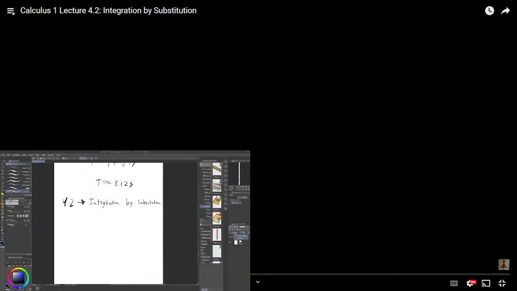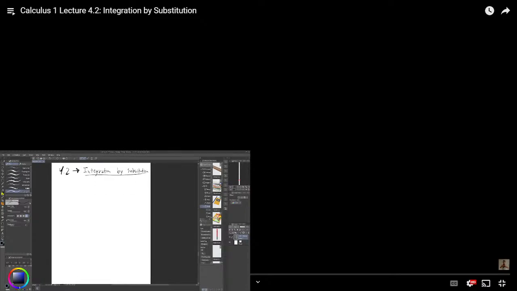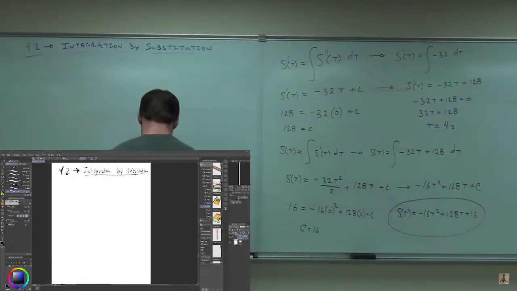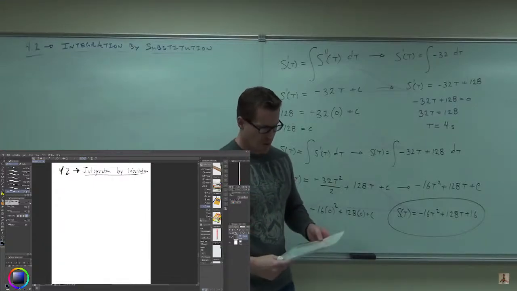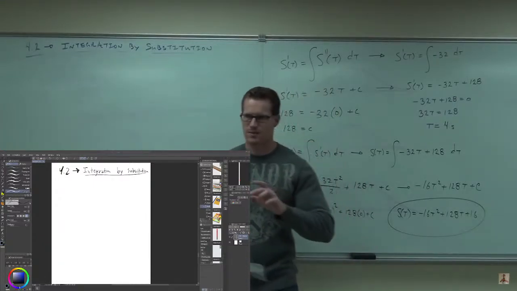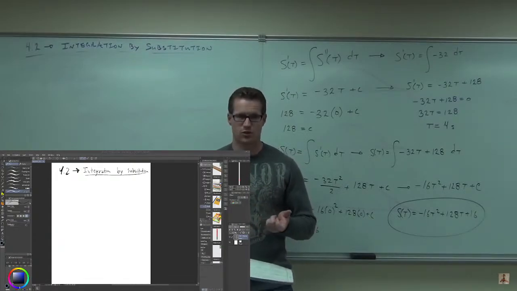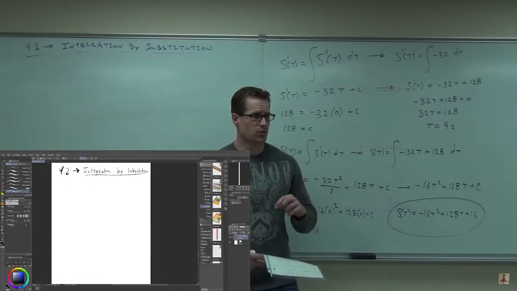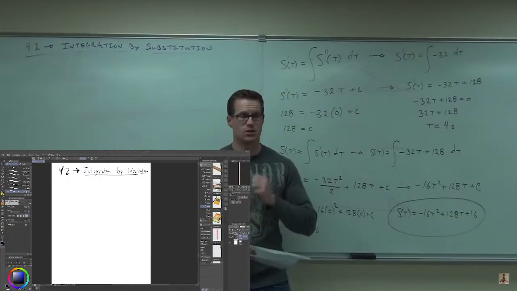Integration by substitution. Here's the point behind integration by substitution. What you're doing is trying to make a difficult integral easier. Remember from what I first told you, this was not a lie. In order to do an integral, it must fit in your integration table. Do you remember that? It has to. If it doesn't, you cannot do it.